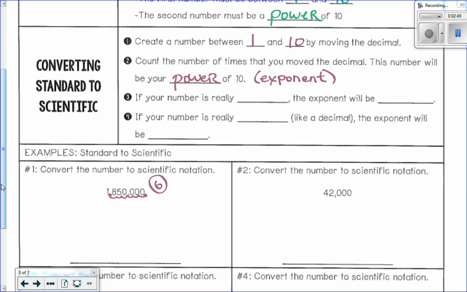If your number is really large, the exponent will be positive. If your number is really small, and when they say small, they're talking about if you're given a decimal, so a number between 0 and 1, the exponent will be negative, you got it.